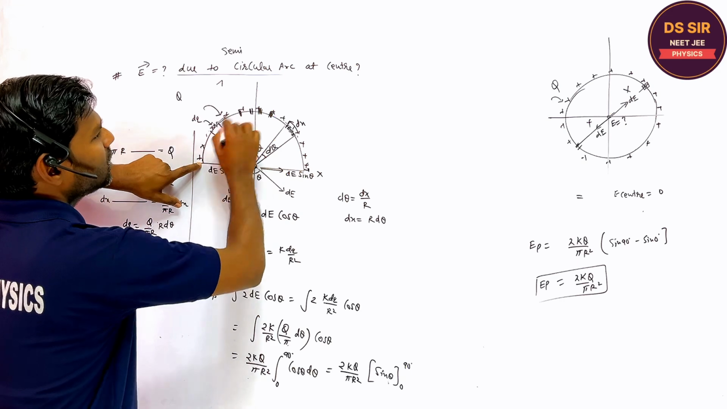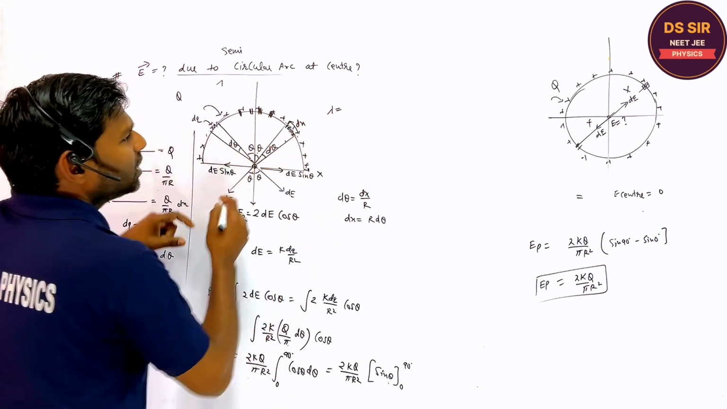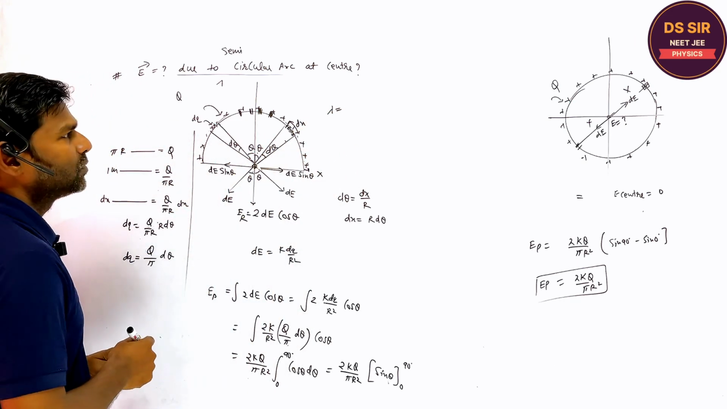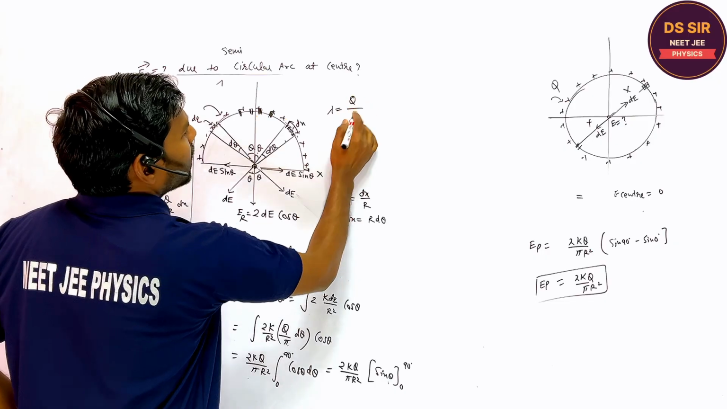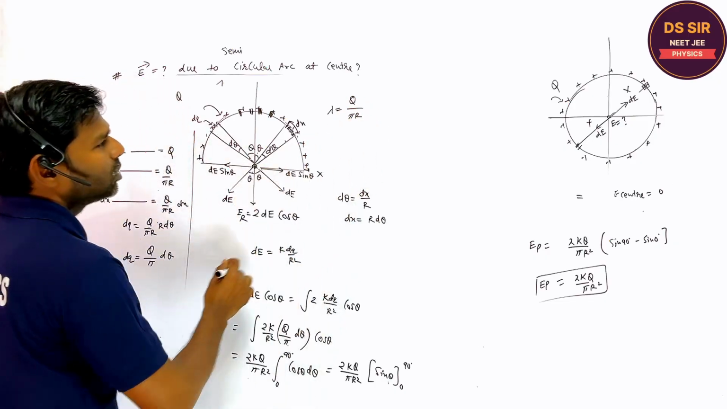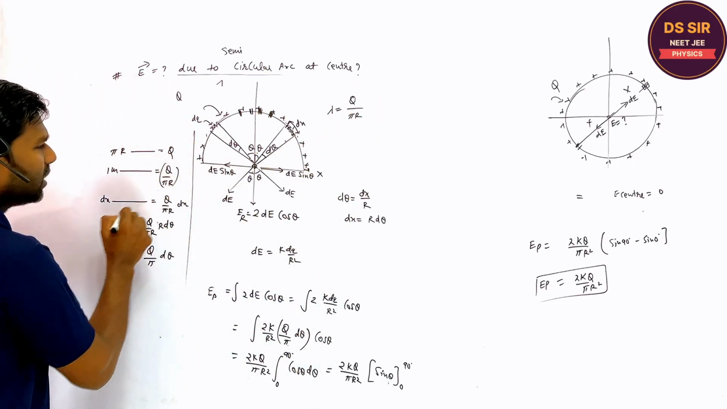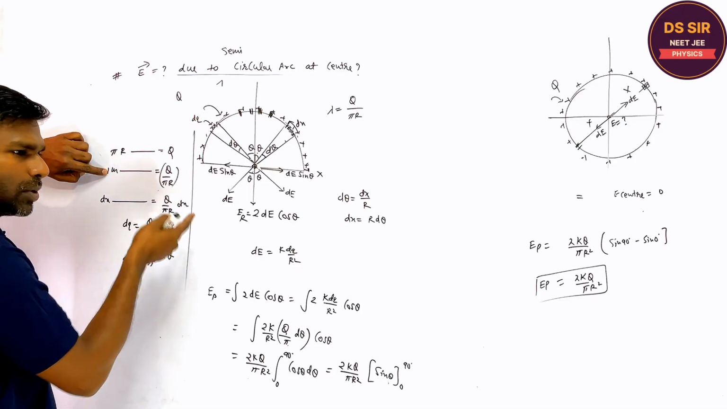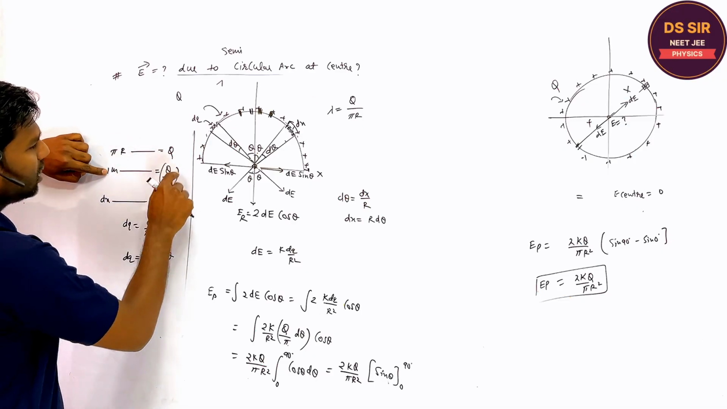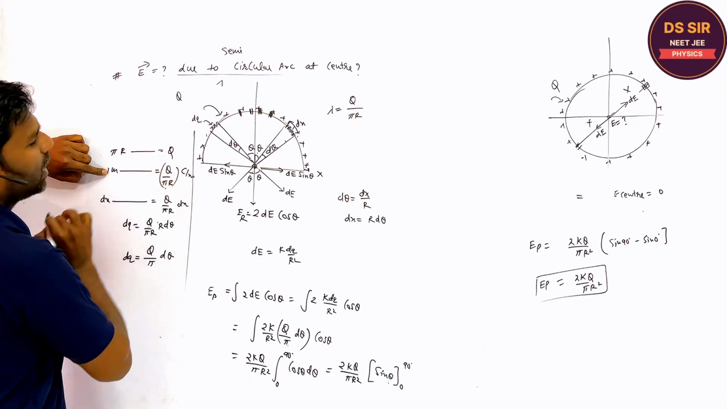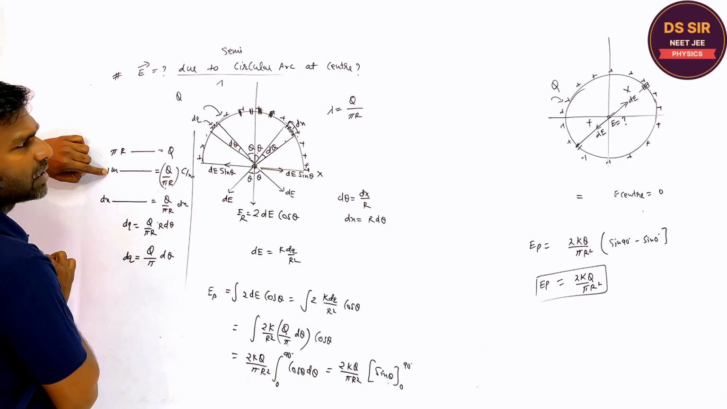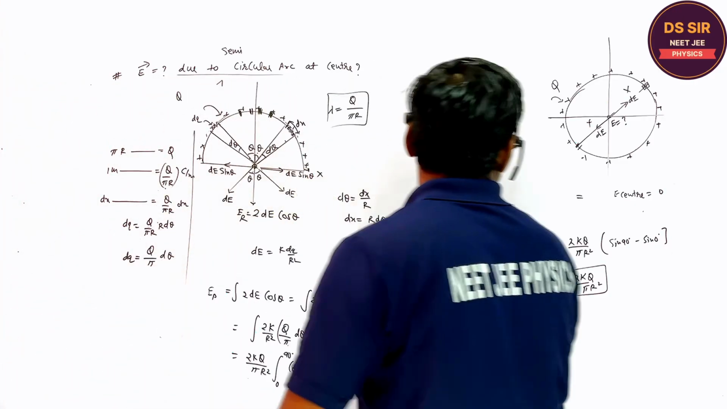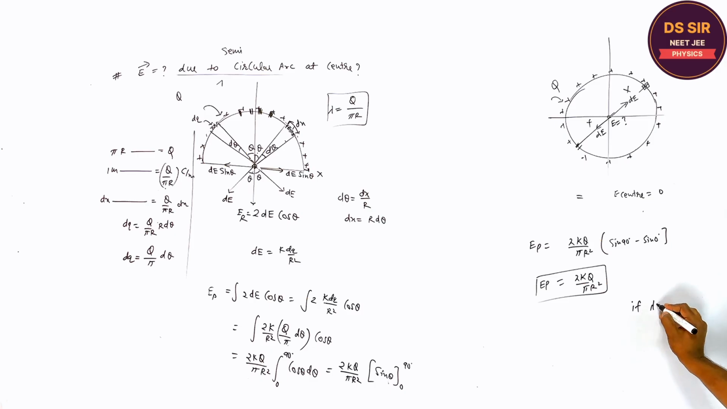Say pi r. What is the total charge? If you write the linear charge density lambda, lambda is nothing but total charge divided by total length. So q upon pi r, the charge distributed per meter. This is coulomb per meter. This quantity is nothing but the linear charge density. So if you consider the linear charge density, lambda is equal to q upon pi r.